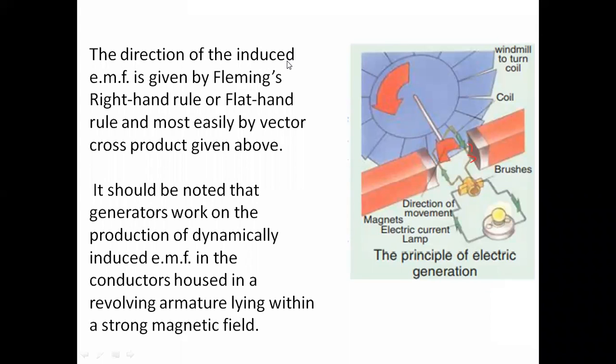The direction of the induced EMF is given by Fleming's right hand rule, or the flat hand rule, and most easily by the vector cross product given above. So by using Fleming's right hand rule, we can find out the direction of the induced EMF.